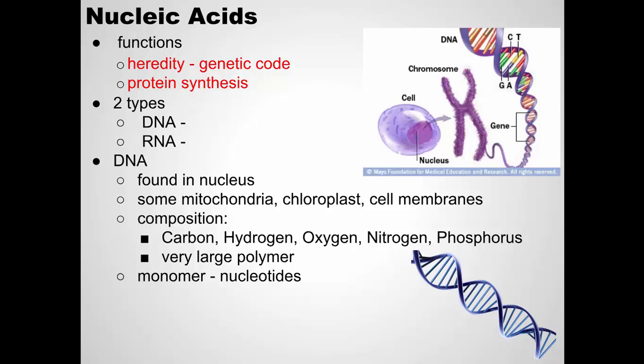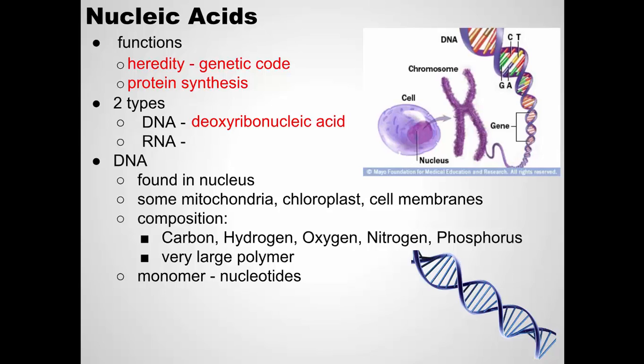There are 2 types of nucleic acids that are important in living organisms, DNA and RNA. They're very similar, but there are some differences. Does anyone know what DNA stands for? Deoxyribonucleic acid. And the difference is in the sugar they have.